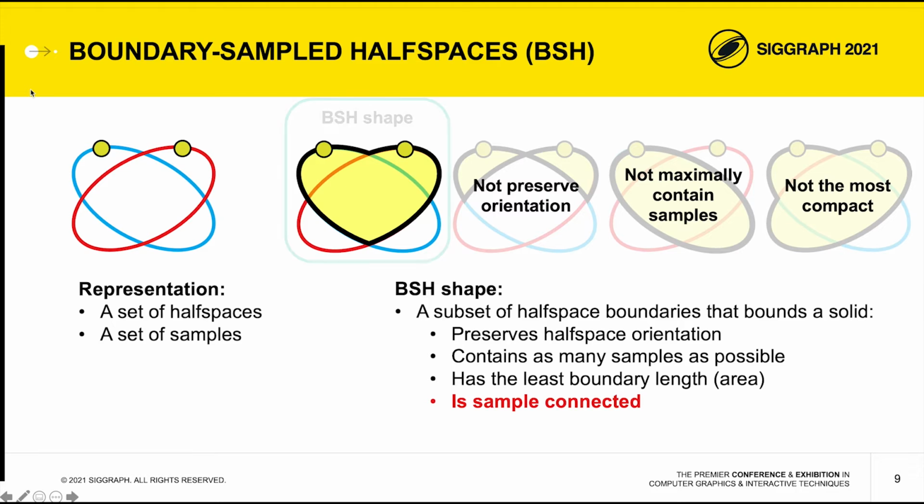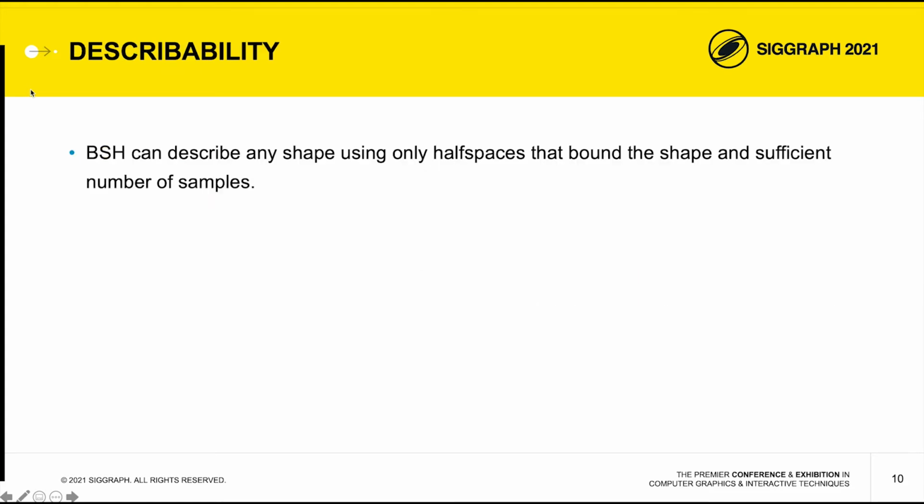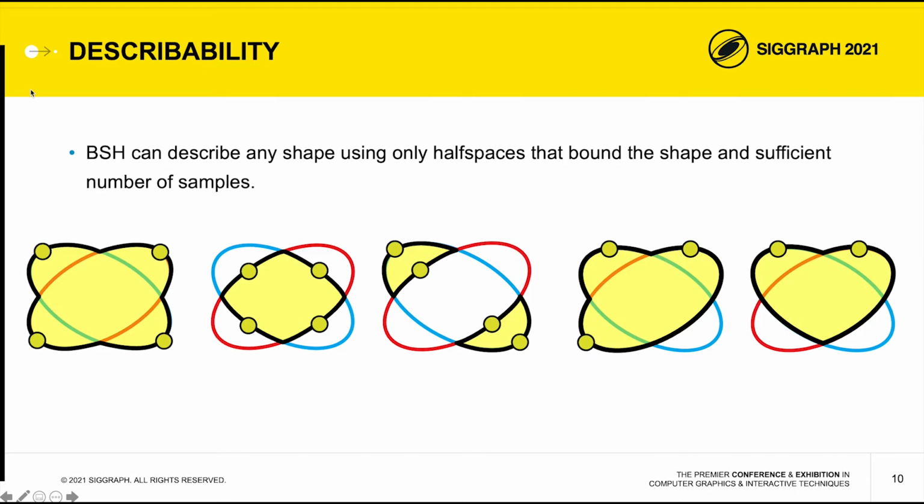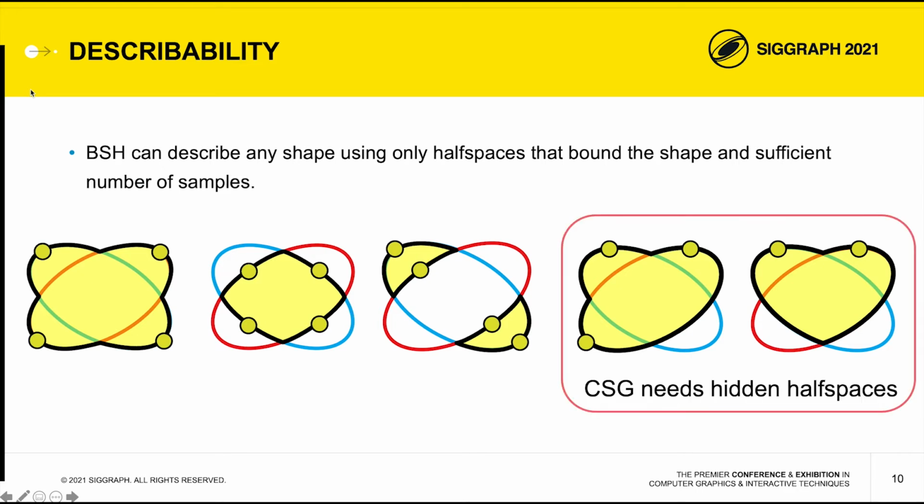The BSH shape, according to this definition, can be computed using a state space search algorithm that iteratively performs graph cut on the dual graph of the half-space boundaries. We give a more detailed account of the algorithm in the full presentation. An important property of BSH, which we prove in the paper, is that it can describe any shape using only half-spaces that bound the shape and a sufficient number of samples. Without the need for hidden half-spaces, BSH is more convenient than CSG for interactive design and reverse engineering.